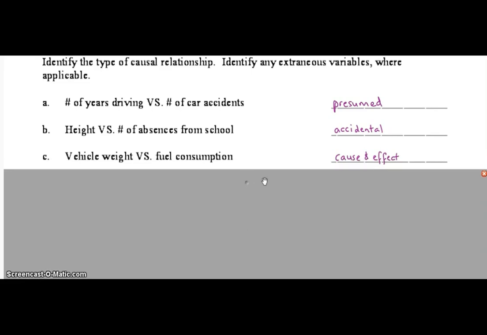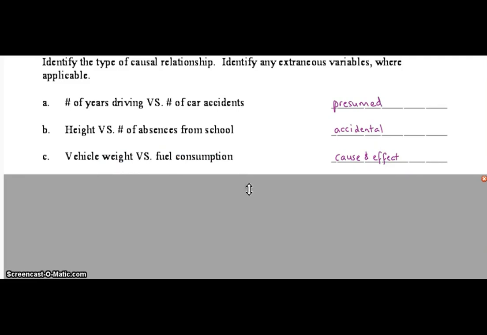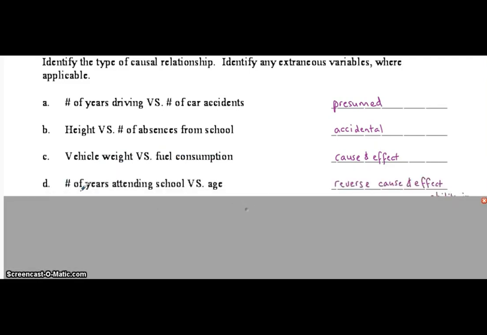Vehicle weight versus fuel consumption is cause and effect, because a heavier vehicle will cause more fuel consumption. Number of years attending school versus age, I said was reverse cause and effect, because, well, it's not more likely, it's your age that's causing how many years you've attended school.